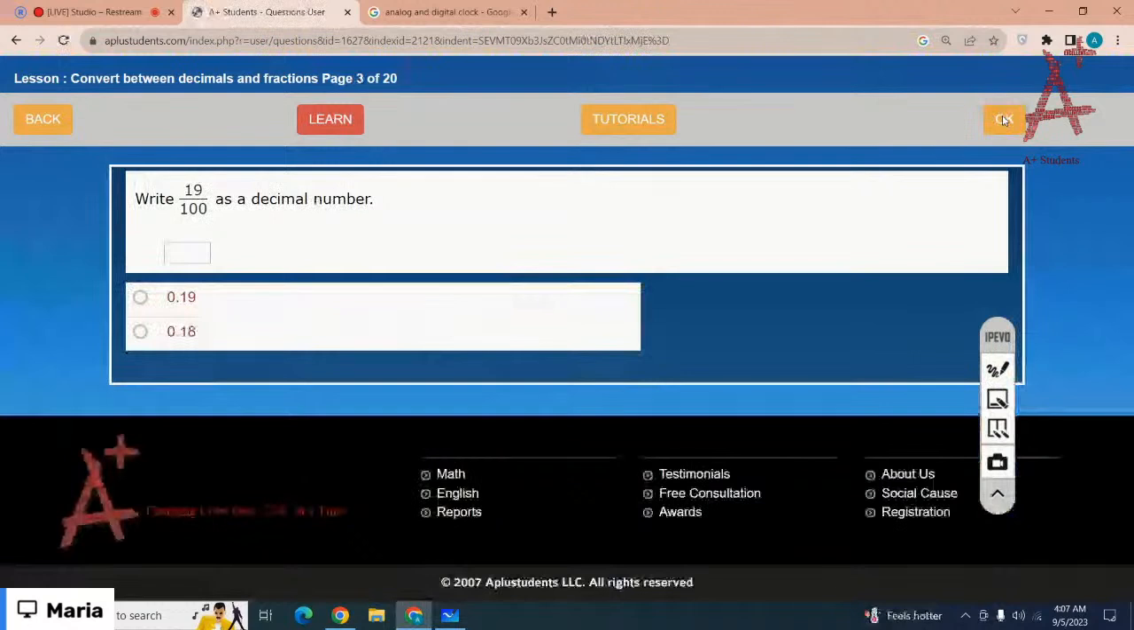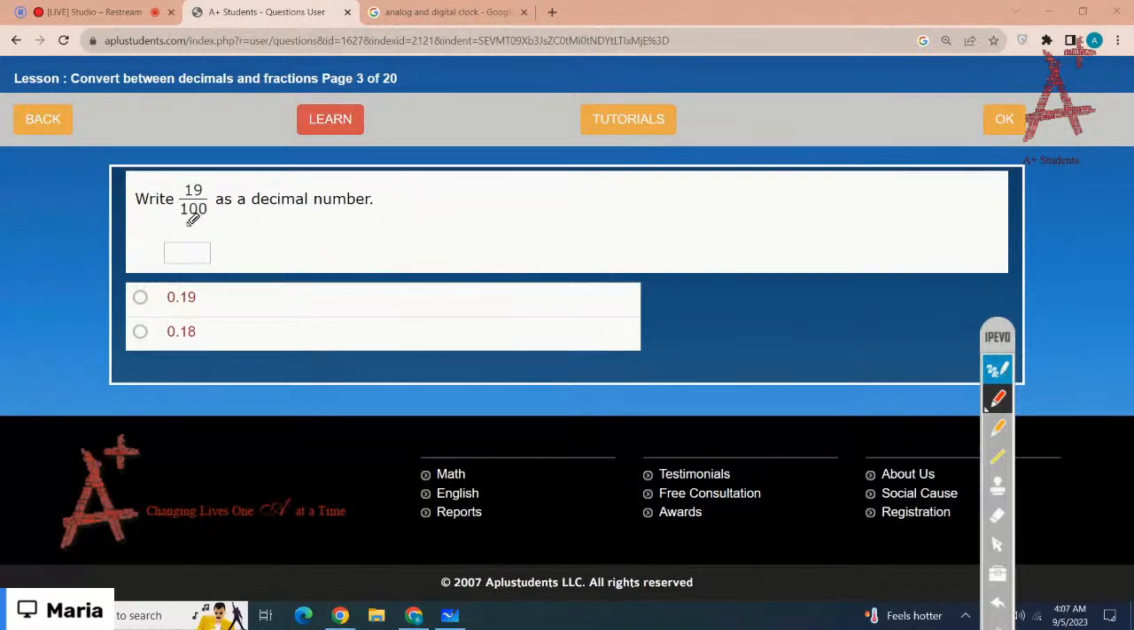Write 19 over 100. How do you write 19 over 100? You can see 19 is divided by 100, which has two zeros, right? That means you have to move the decimal point two places left, right? You have to move from here to here, so it would be 0.19. If you already know the answers, you can please write down the answers in the chat box. It would be 0.19. Option 1 is the correct option.